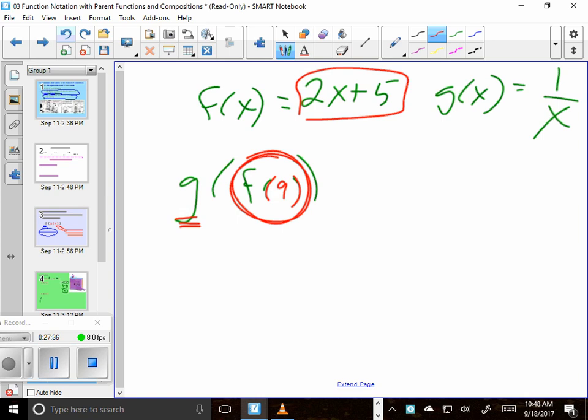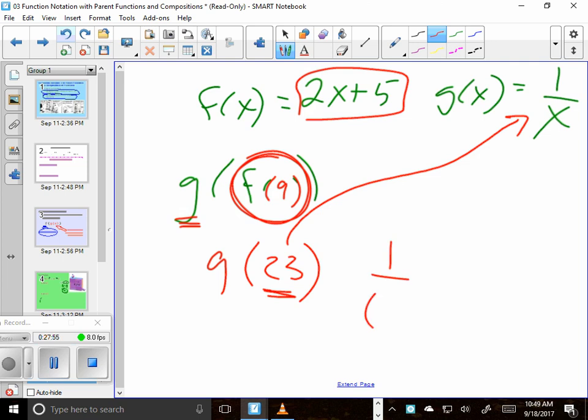Then it's g of, and what did I just figure out f of 9 was? Now it's g of 23. Now you go stick that in the other function. These are a lot easier to me because I just do it one step at a time and I start on the inside. So now the g of 23, 23 goes in there, and I get 1 over, notice, empty spot, and I drop in 23, 1/23.